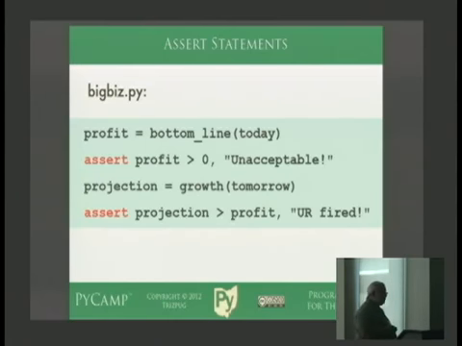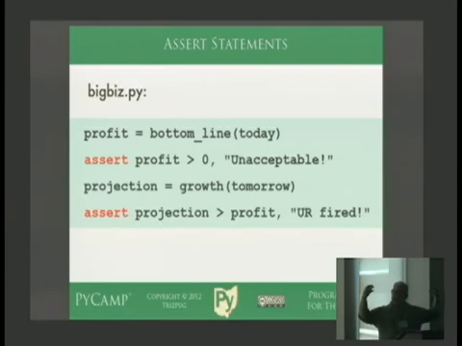And so we can test this code by putting assert statements into it and asking these assert statements to tell us whether what we expect the code to be doing is what the code is actually doing. So we might want to test, when we call the bottom line function to get today's profit, whether the profit is 0. And if not, our business model wants to assert that that's just unacceptable, that we're showing profit right now. Next, we're going to have a function called growth. And when we call it with a future state, it should tell us what the profit is going to be in the future.